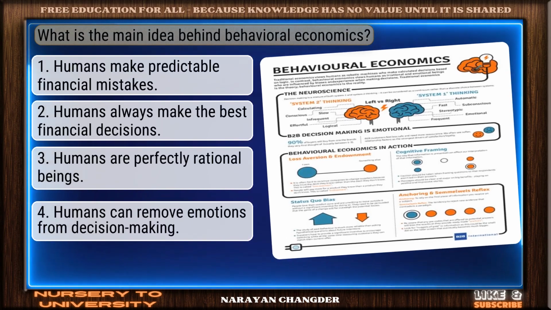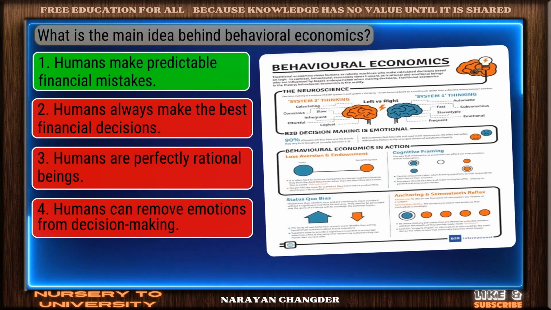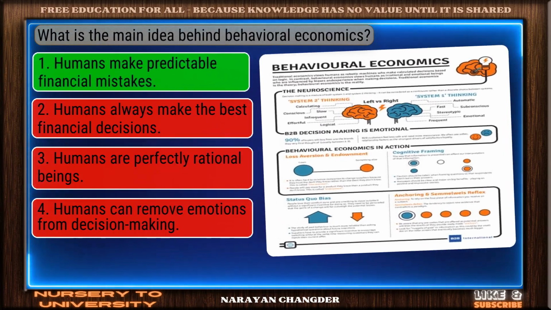What is the main idea behind behavioral economics? Smart move. Humans make predictable financial mistakes is an accurate answer.